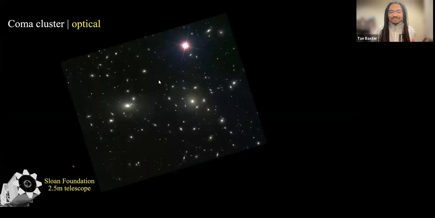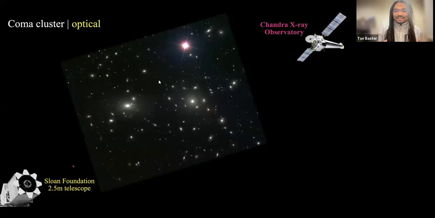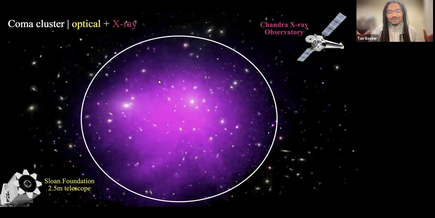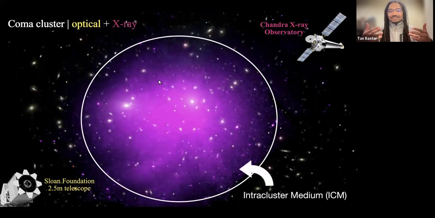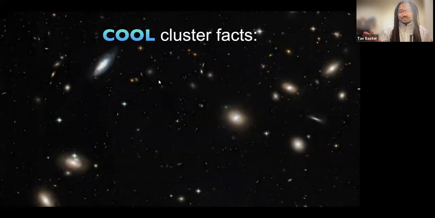Now, galaxy clusters are also extremely hot. So you can't see this in the visible. The optical is the light that we see with our own eyes. But if you were able to point an X-ray telescope at a galaxy cluster, what you would see is that the cluster glows. And it glows in the X-ray, and it's showing the presence of a superheated plasma that we call the intracluster medium. And just a few cool cluster facts that I want to share about the intracluster medium.